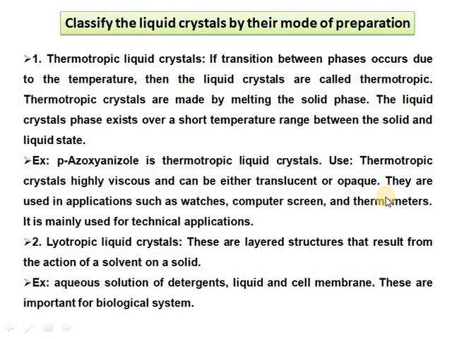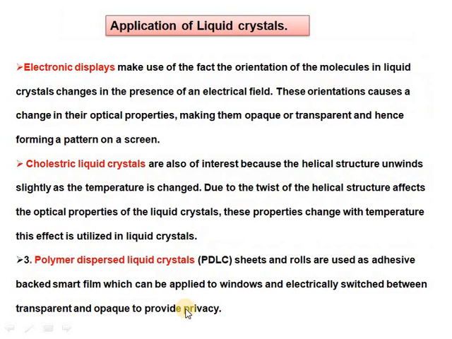This thermotropic crystal is highly viscous and can be either transparent or opaque, and therefore they are used in applications like watches, computer screens, and thermometers, but mainly in technical applications. The second type is lyotropic liquid crystals. These crystals mainly have layered structures. They result from the action of a solvent on a solid. For example, aqueous solutions of detergents, lipids, and cell membranes. These are important for biological systems.